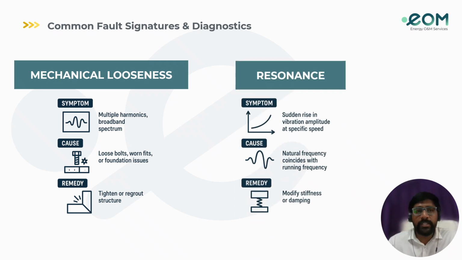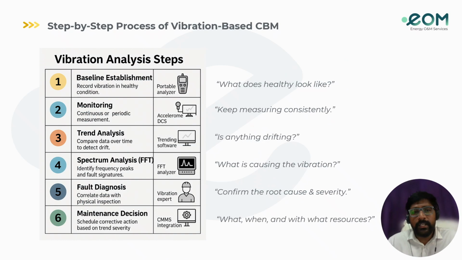And the final one is resonance, a sudden rise in vibration amplitude at a specific speed, caused when the natural frequency coincides with the running frequency. The main remedy would be modifying the stiffness or damping. So now we'll see the step-by-step process of vibration analysis in condition-based maintenance.